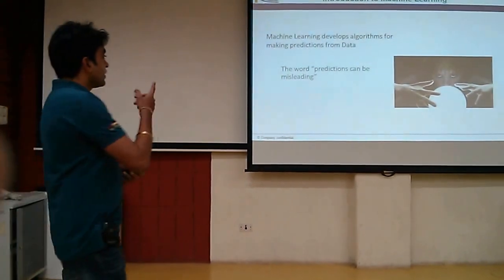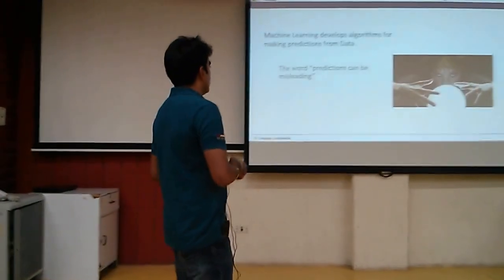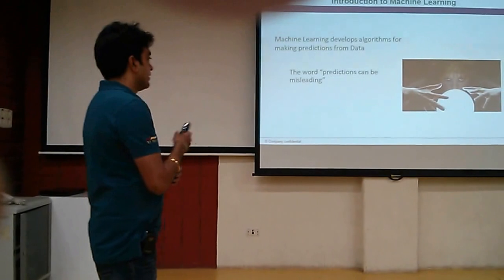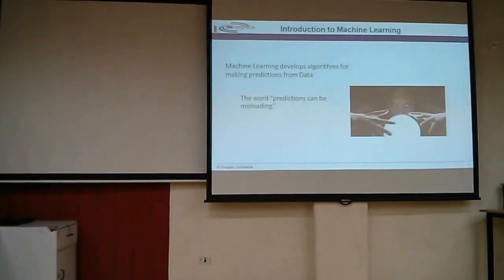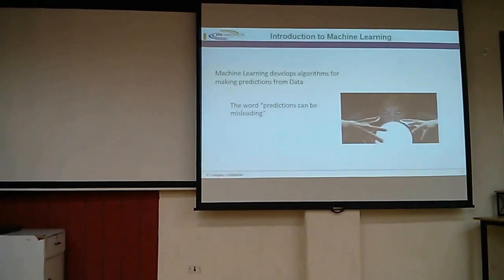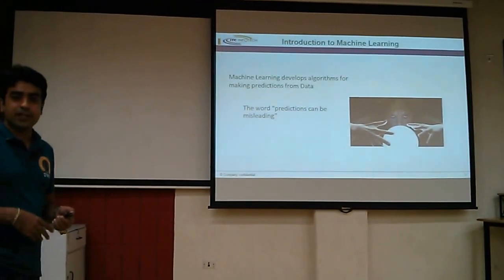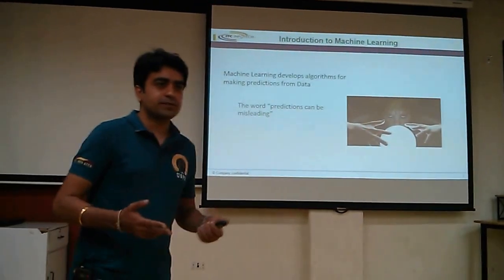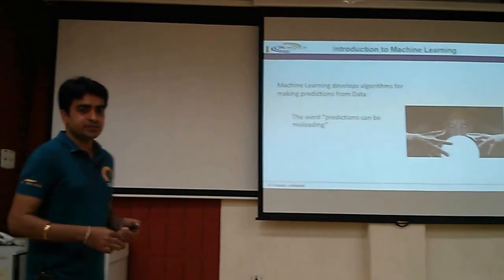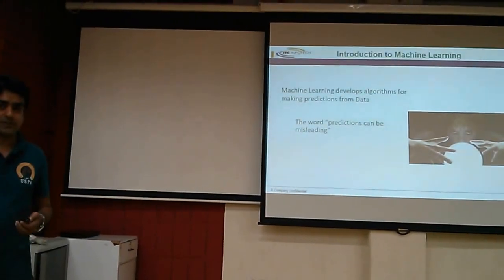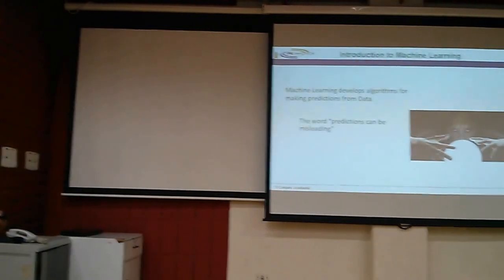So the word prediction comes in here. That is a very important word actually. If you can predict, you can see the future, right? So machine learning in a sense is like a voodoo glass. So you can see the future. No, I'm just joking. Don't take it literally. It's actually not a voodoo glass.